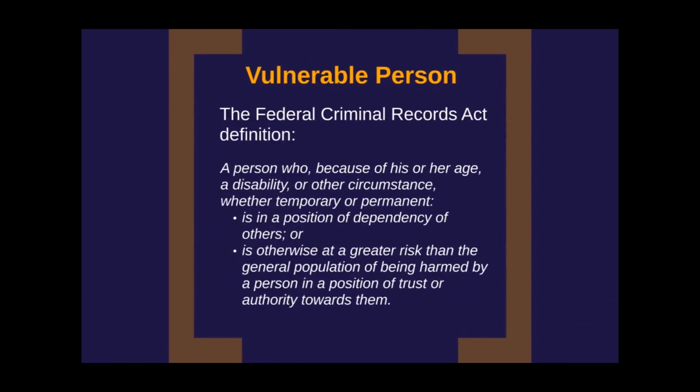We have mentioned vulnerable person numerous times now, but what is the definition of a vulnerable person? Someone who is either over the age of 65 or under the age of 18, or someone who has a physical or mental disability, either temporary or permanent. They are also dependent on another person, or they are at greater risk than the general population of being harmed by someone who has authority over them.